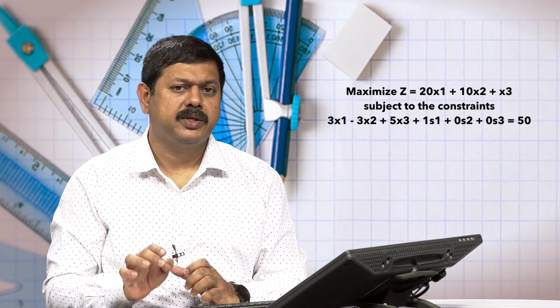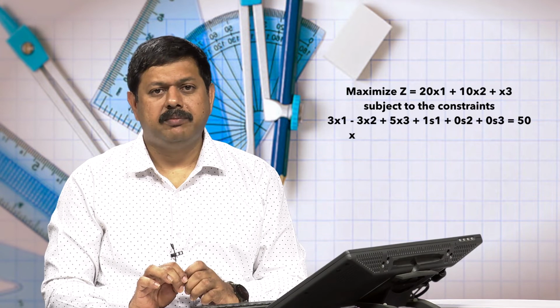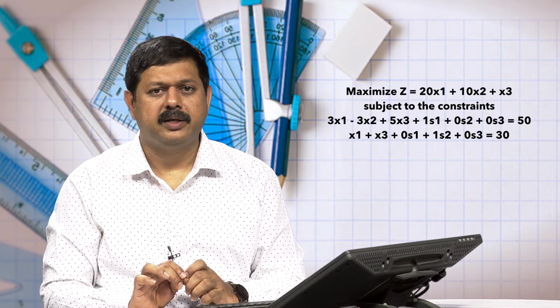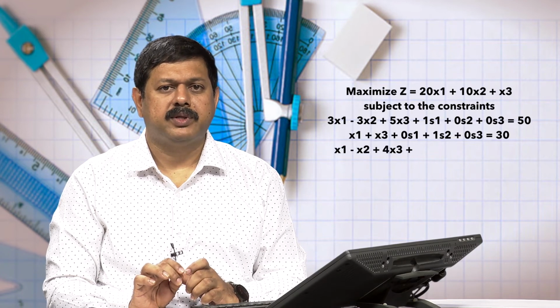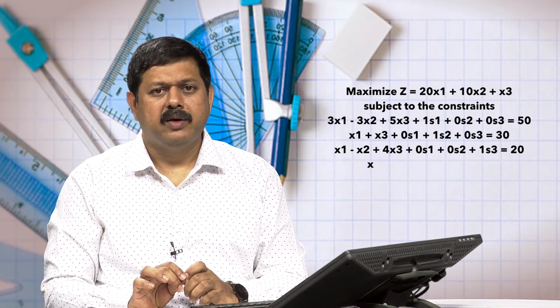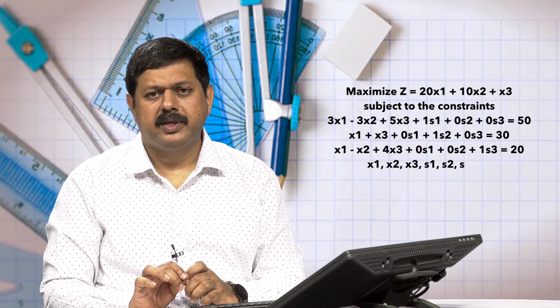Writing this linear programming problem in the standard form, we get maximize z is equal to 20x1 plus 10x2 plus 1x3 subject to the constraints 3x1 minus 3x2 plus 5x3 plus 1s1 plus 0s2 plus 0s3 is equal to 50, x1 plus x3 plus 0s1 plus 1s2 plus 0s3 is equal to 30, and x1 minus x2 plus 4x3 plus 0s1 plus 0s2 plus 1s3 is equal to 20, where all the variables x1, x2, x3, s1, s2, s3 are all greater than or equal to 0.